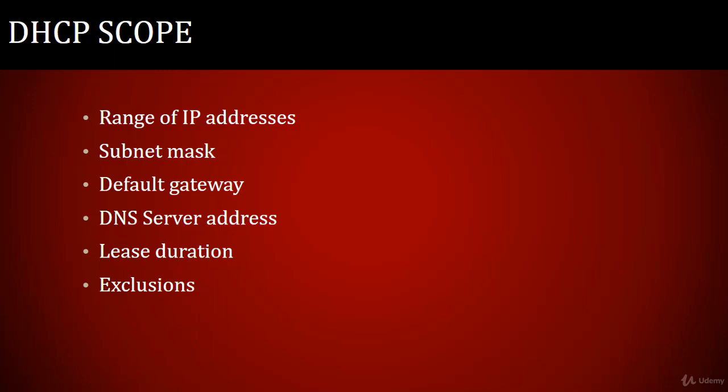I also have exclusions. If I define a range of IP addresses, and I later decide I want to use one of the IP addresses within that range as a static IP address on some device on the network, maybe a router, a switch, a server, in that range of addresses, I know I just do not want one of these addresses to be leased, but it's in the middle of that range. I simply create an exclusion for that address, or it could be a range of addresses that DHCP will never issue.